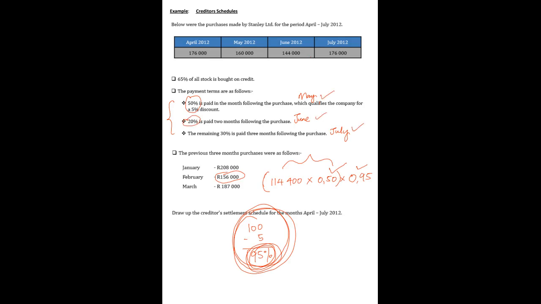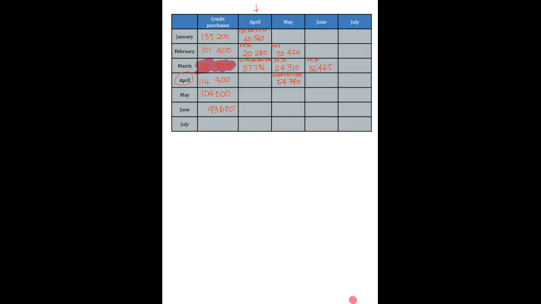So here, 20% and 30%. So 114,400 times 20% is 22,880, and then times 30% is 34,320. And then for the month of May, exact same idea.